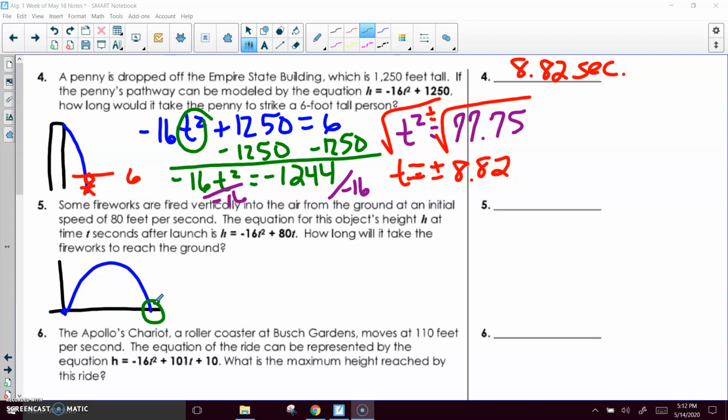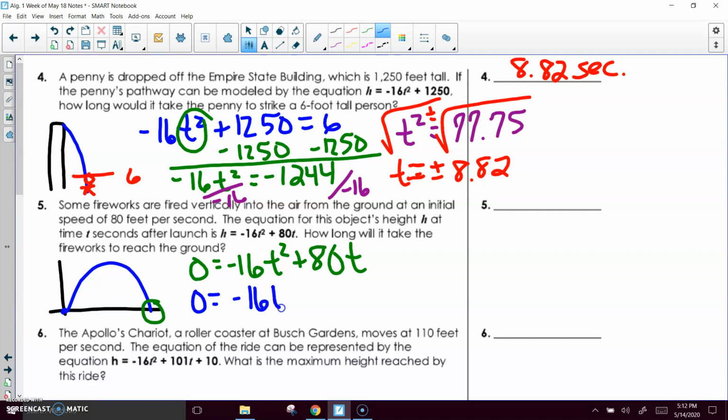I want to know, when do the fireworks hit the ground? So when is my height equal to 0? I can factor this. My greatest common factor is negative 16t, and then my other factor is t minus 5.